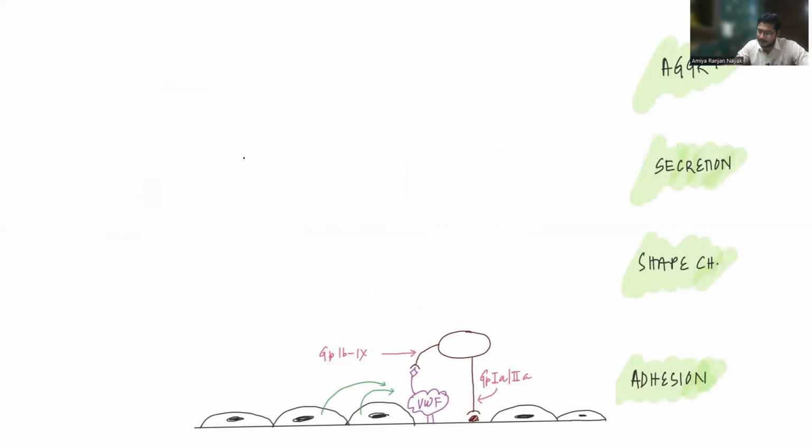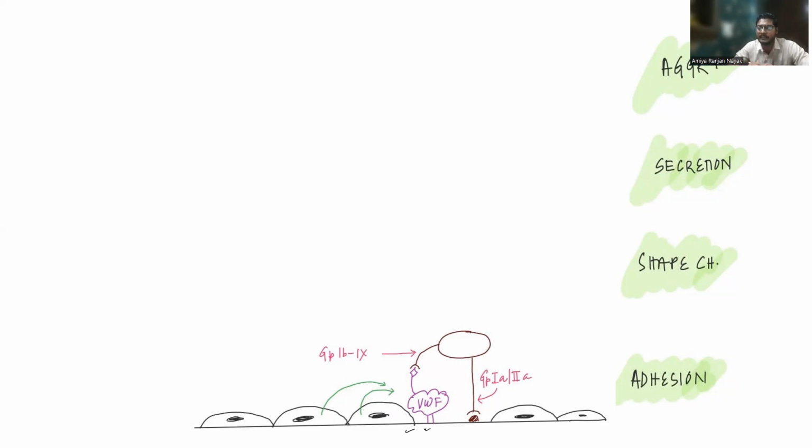Now platelets, what is the function of platelets? They will form the primary plug. Now whenever there is endothelial injury, the first response to endothelial injury is the vasoconstriction, and the next step is the primary plug formation, and primary plug formation happens because of the platelets.